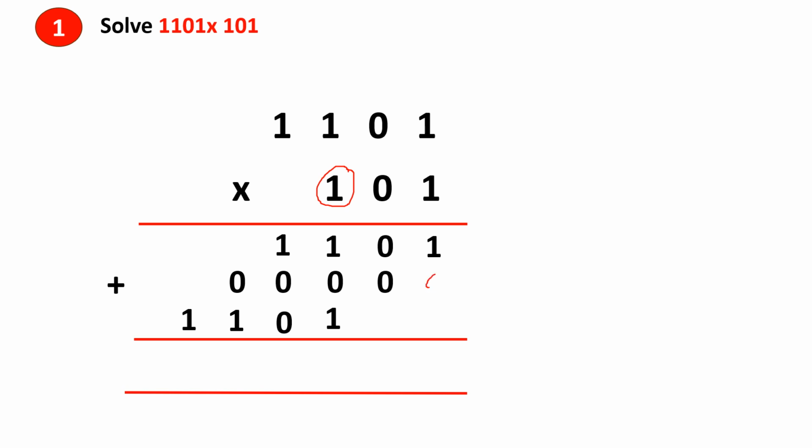So first assume here you have 0. Let's put 0 here. So now let's do the addition. 1 plus 0 will give you 1. Next, 0 plus 0 plus 0, the answer is 0. 1 plus 0 plus 1, the sum will be 0 and the carry will be 1. Again 1 plus 1. So the sum will be 0 and the carry will be 1. Again 1 plus 1. So the sum will be 0 and the carry will be 1.